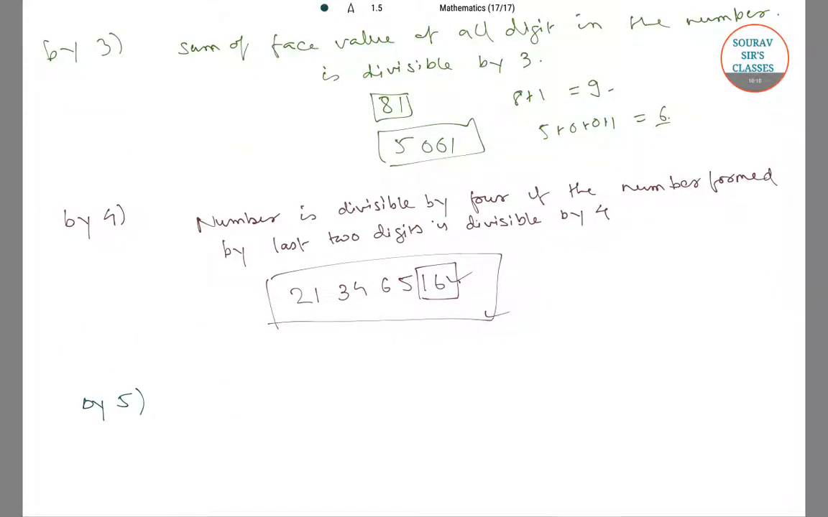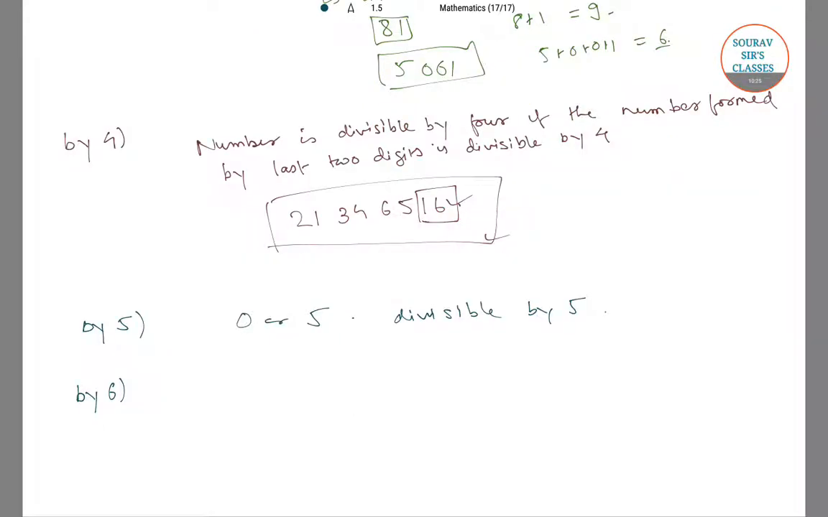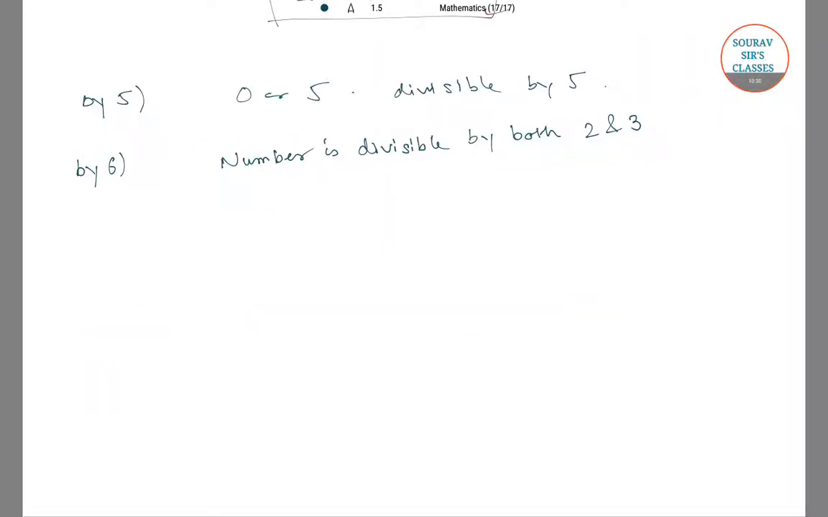If the last digit is 0 or 5, then the number is divisible by 5. And the number is divisible by 6 if the number is divisible by both 2 and 3. That is, the last digit must be 0 or an even number, and the sum of the face values of all the digits should be a multiple of 3.